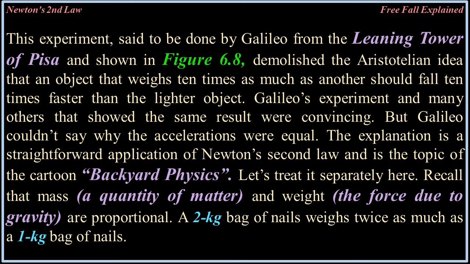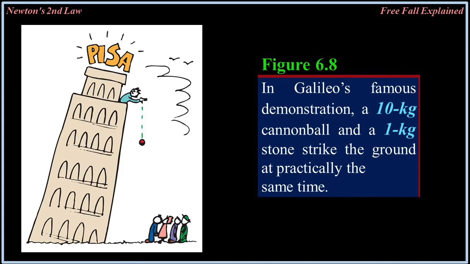Recall that mass, a quantity of matter, and weight, the force due to gravity, are proportional. A 2-kilogram bag of nails weighs twice as much as a 1-kilogram bag of nails. Figure 6.8. In Galileo's famous demonstration, a 10-kilogram cannonball and a 1-kilogram stone strike the ground at practically the same exact time.